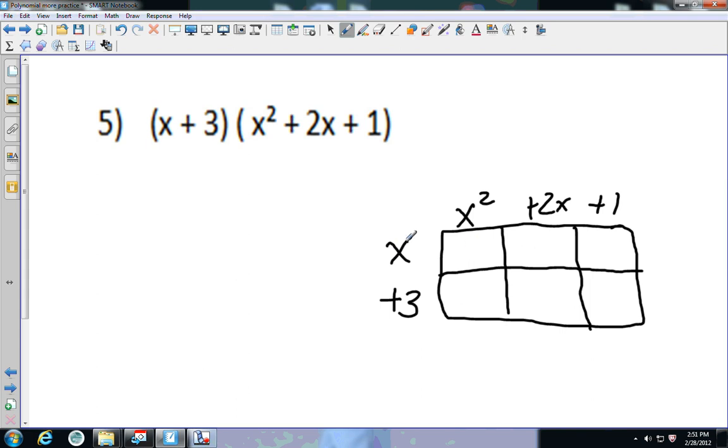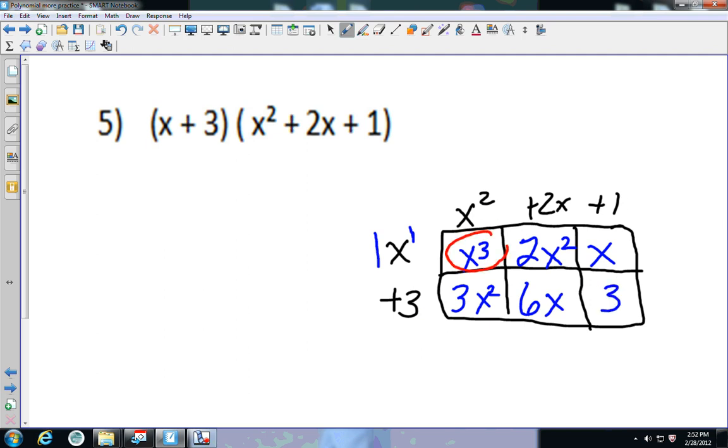Here I've got x times x squared. Remember, add the exponents, x to the third power. x times 2x. 2 times 1 is 2. x times x is x squared. And 1x times 1 is x. 3 times x squared is 3x squared. 3 times 2x is 6x. 3 times 1 is 3.